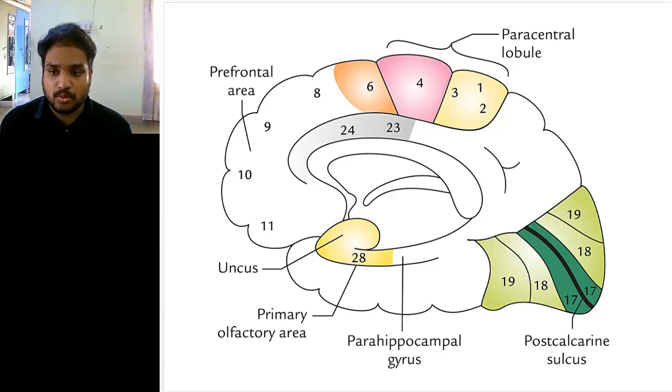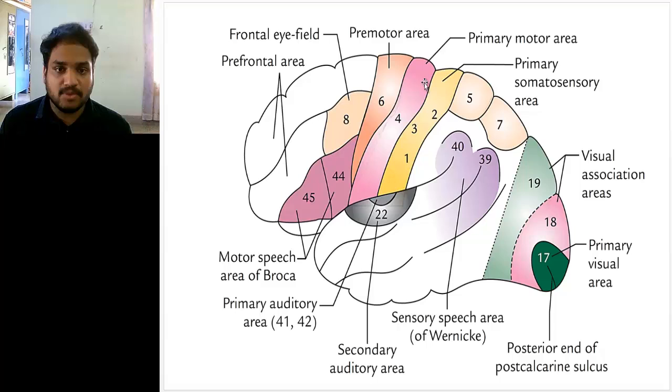So once again, in the frontal lobe, you have the primary motor area, the premotor area, the frontal eye field that helps in voluntary conjugate gaze, the motor speech area, that is Broca's area, and you have the prefrontal area, and on the medial side you have the paracentral lobule. So these are the main areas in the frontal lobe, right?